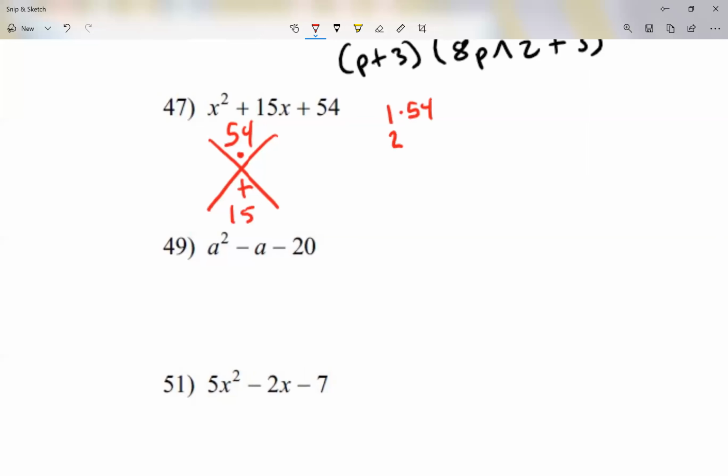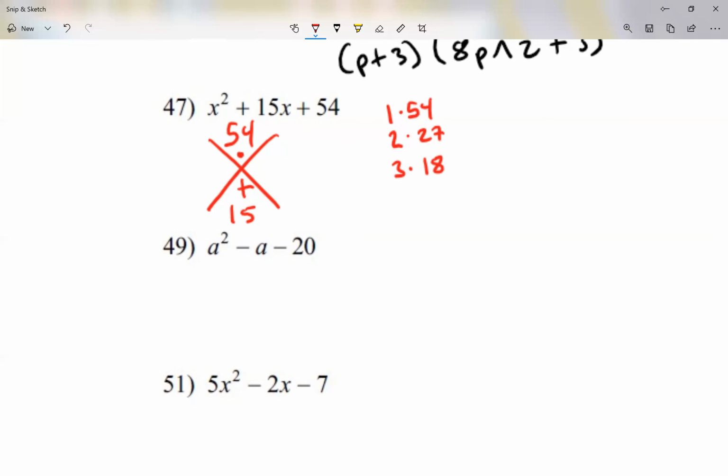All right, my next number is 2. I can go 2 times 27. But when I add my numbers, it's not 15. Then I say, well, what about 3? Notice on my list on the left, I'm going from 1 and on. Then I start thinking, all right, 3 times what equals 54? If we cannot think about it, right, we can say 18. But let's say we could not think about it. That way we find the other number, we go 54 divided by 3. 54 divided by 3 is 18. But 3 and 18, they don't add to 15.